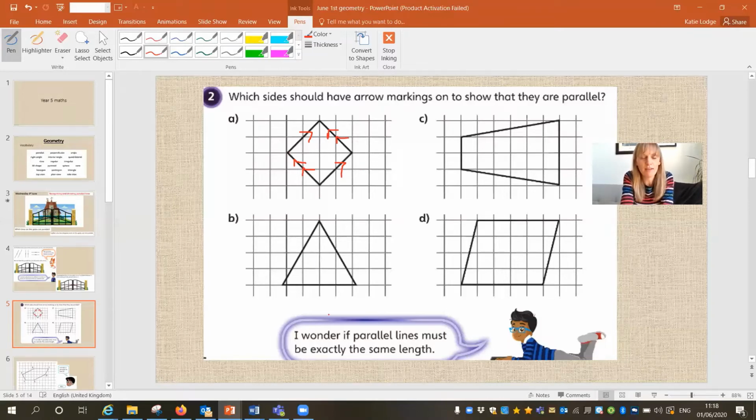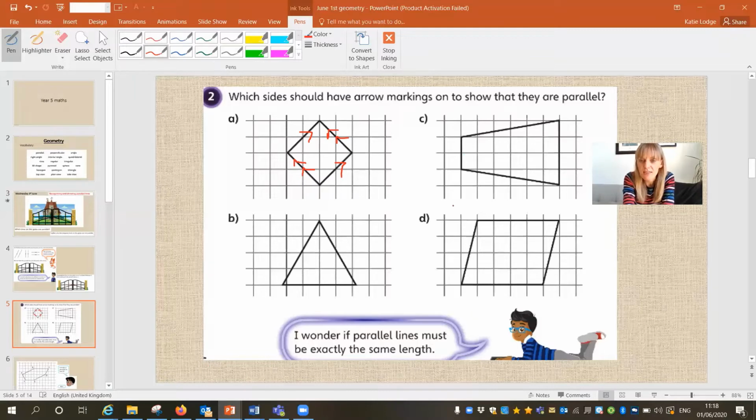Now, are there any parallel lines on shape B? No, there aren't, are there? Because none of those lines go in a straight line and they all cross over in a triangle. They will all cross over or sometimes never ever meet. So B, definitely I won't mark anything off there.